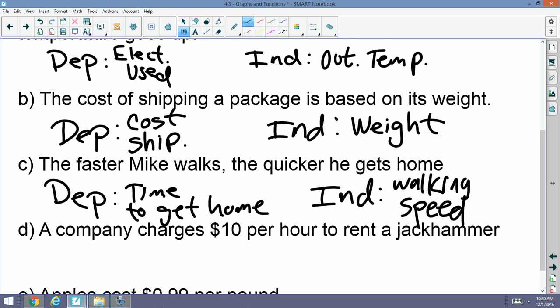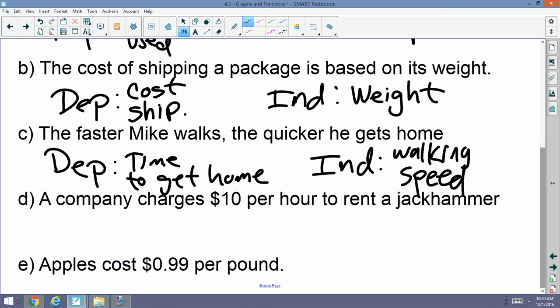How about D as in David? What do we got? Come on. Got it? Let's go, brother. Yeah, I love that you want to try it. Let's go. What you got here, kid? Company charges $10 per hour to rent a jackhammer.